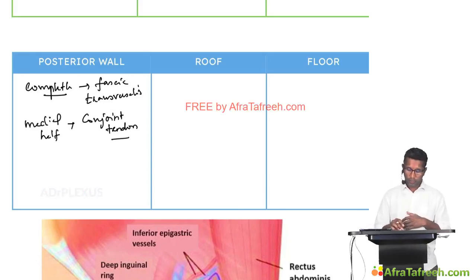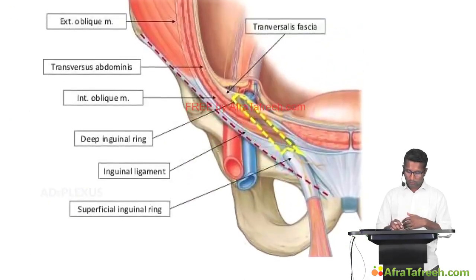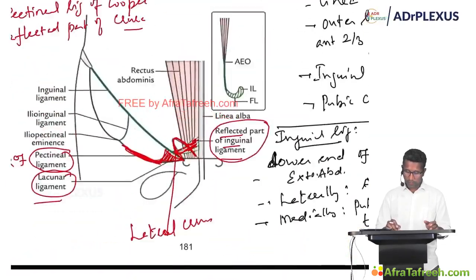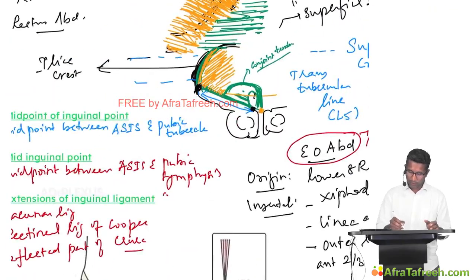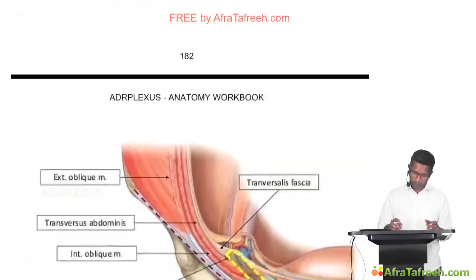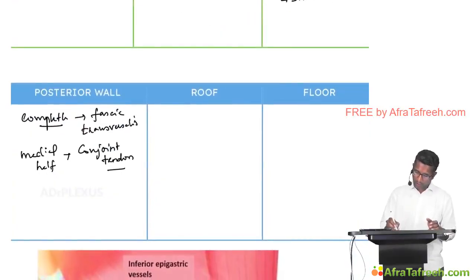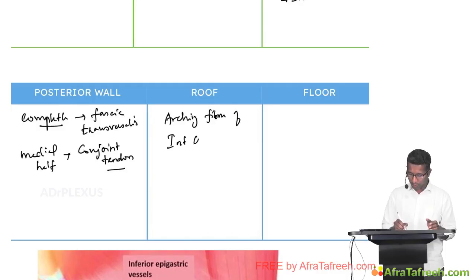You all know what the roof of the inguinal canal is. The roof is formed by the arching fibers, which we saw here. These arching fibers are the arching fibers of the transverse abdominis and the internal oblique abdominis muscle, which join to form the roof of the inguinal canal.